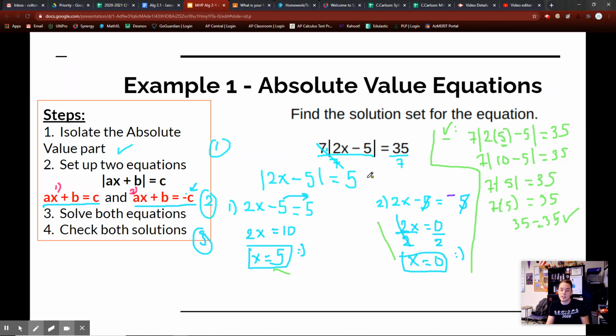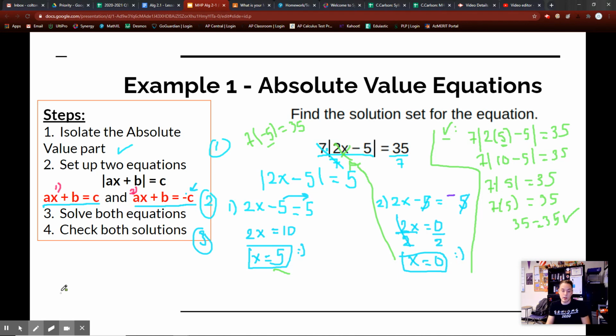Now, what if I plug in 0 here? If I plug in 0 for x, what's 2 times 0? It's 0, so that just goes poofy. So then I'm literally left with 7 times the absolute value of negative 5 equals 35. By now, you should see, what's the absolute value of negative 5, guys? 5. So what's 7 times 5? It's 35. Will that check out with the right side of the equation? It will. Okay, so that's how you check it. I'm not going to do that ever again. I may do it when it comes down to inequalities, but I'm not going to do it really for equations.